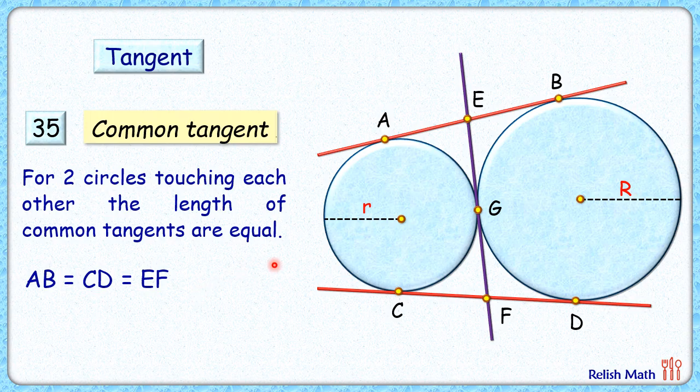And the value of this length will depend upon the radius of the circles. In this case, if the radii are small r and capital R, then the length of the common tangent will be given by 2 times the square root of capital R times small r. Let's check the next formula for common tangent.